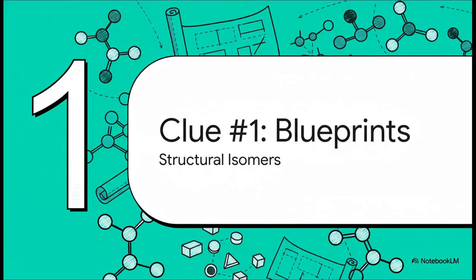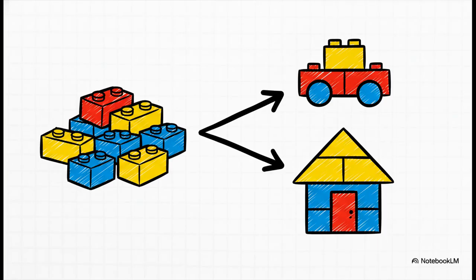All right, so to solve this thing, we need to follow the clues. And our first clue leads us to a group of molecules called structural isomers. The best way to think about these is like they're built from the exact same kit, but they're following completely different blueprints. With structural isomers, the way the atoms are connected, the actual sequence of who's bonded to whom, is totally different. The Lego analogy is seriously perfect for this. Imagine you've got a pile of bricks. You could use those bricks to build a car, or you could use the exact same bricks to build a house. Same parts, totally different structures.